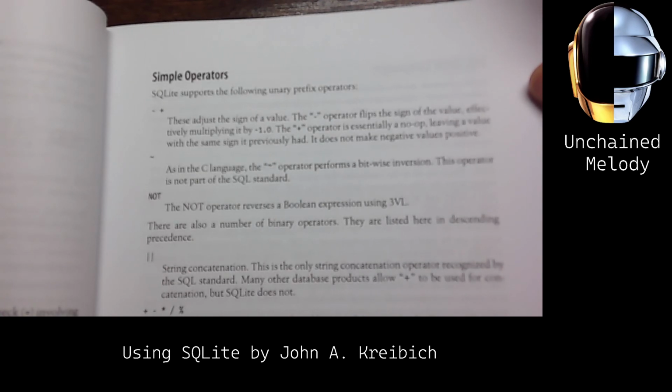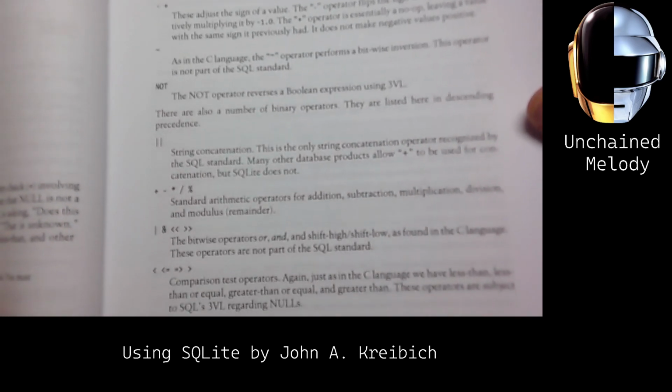It does not make negative values positive. And as in the C language, the tilde operator performs bitwise inversion. The operator is not part of the SQL standard. The NOT operator reverses a Boolean expression using 3VL. There are also a number of binary operators. They are listed here in descending precedence.